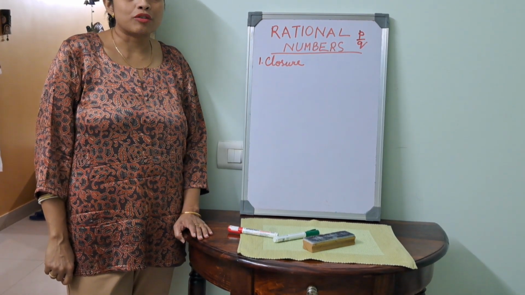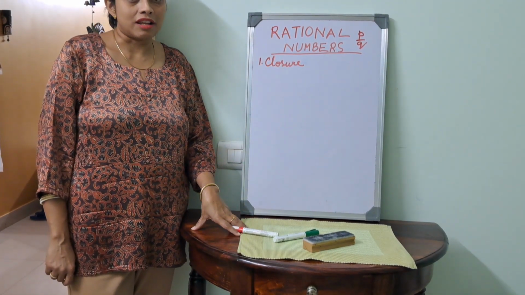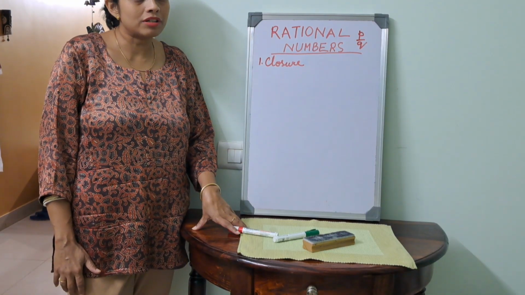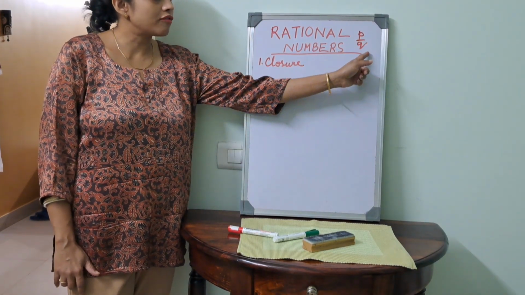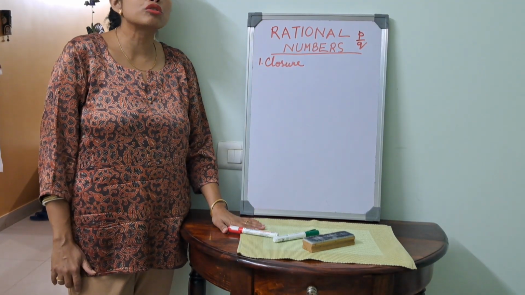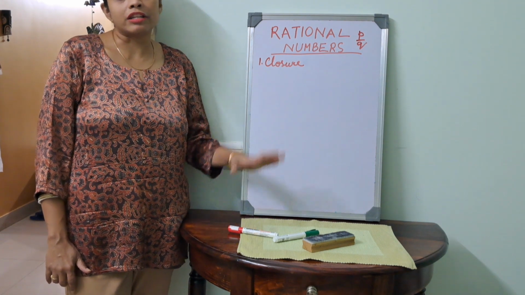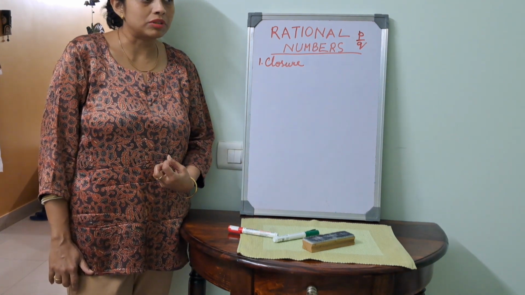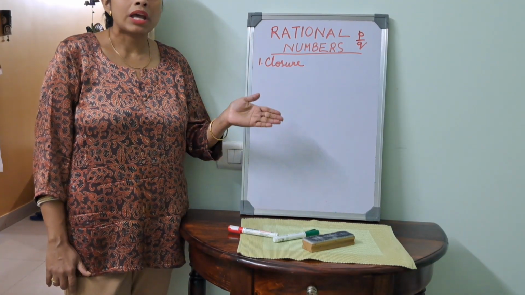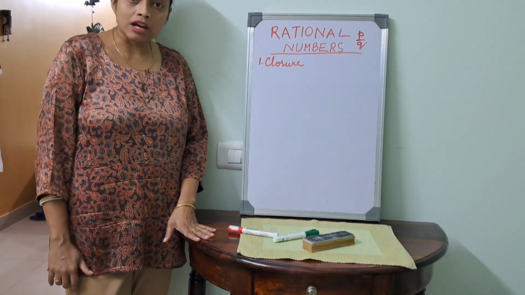So today's class we are going to discuss rational numbers. As we discussed last video, and all of you are also aware, rational numbers are numbers in the form p by q, where p and q are both integers and q should never be equal to 0. So today's class, let's continue with the revision on rational numbers. We will be discussing the properties of rational numbers and then we move on to solving a few problems. So let's start with it.